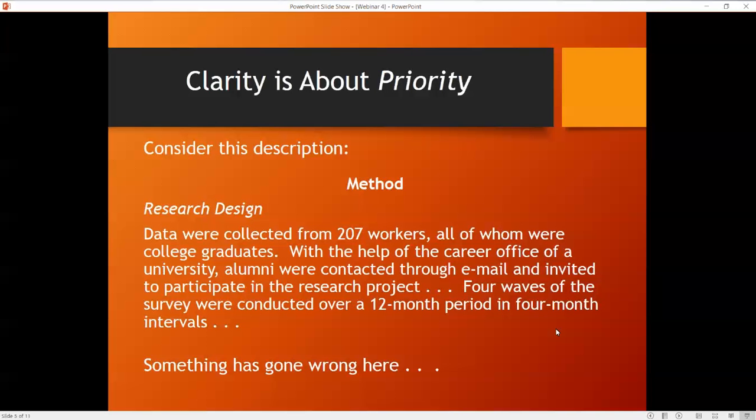Something has gone wrong. Now, if you look at it once again, data were collected. So that's really part of methodology, as I said. Why does that go right under research design? Let's see what we can do about this.